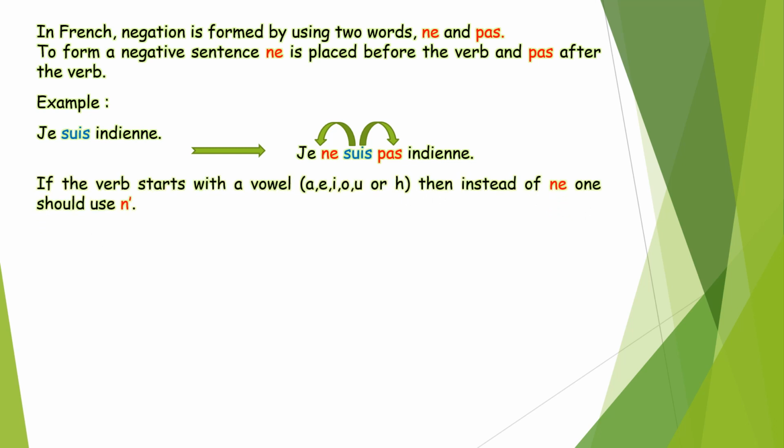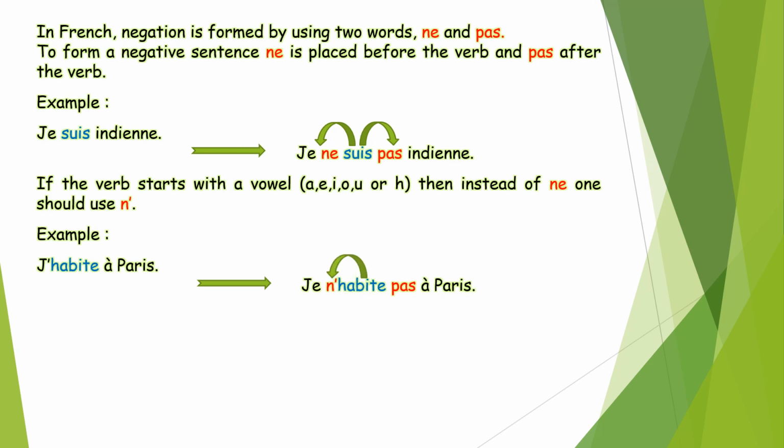If the verb starts with a vowel a, e, i, o, u, or h, then instead of ne, one should use an apostrophe. Example: J'habite à Paris. Je n'habite pas à Paris. Here, habite is a verb, so an apostrophe is placed before the verb and pas is after the verb.